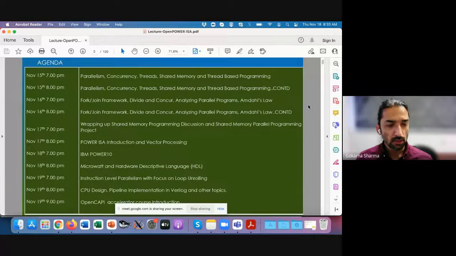Today I will start with Power ISA, and then I will go on to vector processing. There is a function available that you can use to support vector processing. Particularly, you want to multiply two matrices to come up with a third matrix.